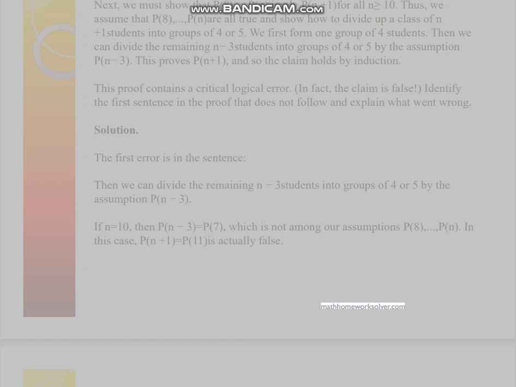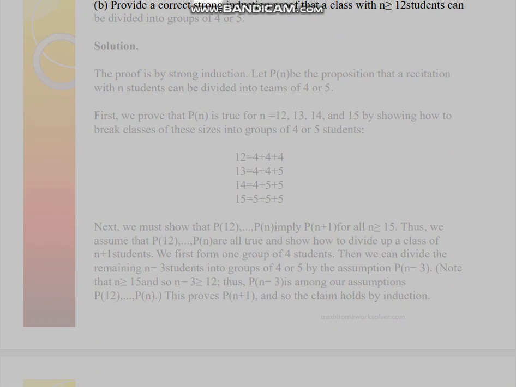B. Provide a correct strong induction proof that a class with n greater than or equal to 12 students can be divided into groups of 4 or 5. Solution. The proof is by strong induction. Let P(n) be the proposition that a recitation with n students can be divided into teams of 4 or 5.